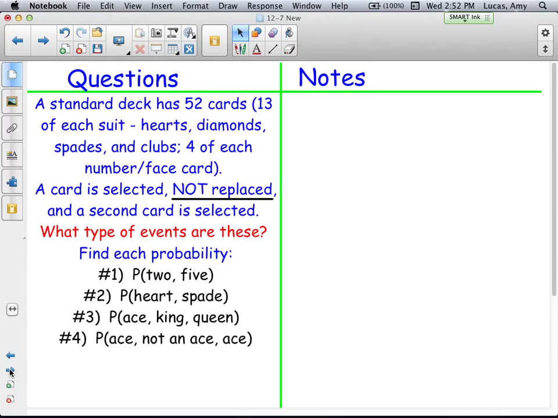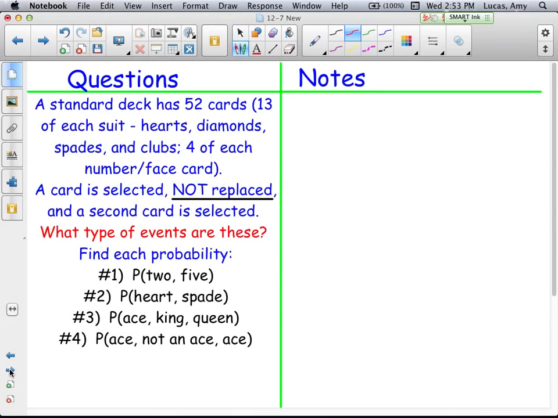So we have a card selected, and then it's not replaced. That means that you're not putting it back in the deck. It's like when you deal out cards to people, you keep on dealing. If you deal 1 card, then you deal a 2nd card, the 3rd card, the 4th card. You don't usually put the other cards back in the deck while you're doing that. So a card is selected, it's not replaced, and a 2nd card is selected. So the first question is, what type of events are these? Well, because it says not replaced, these are dependent events. So one event depends on the other one.